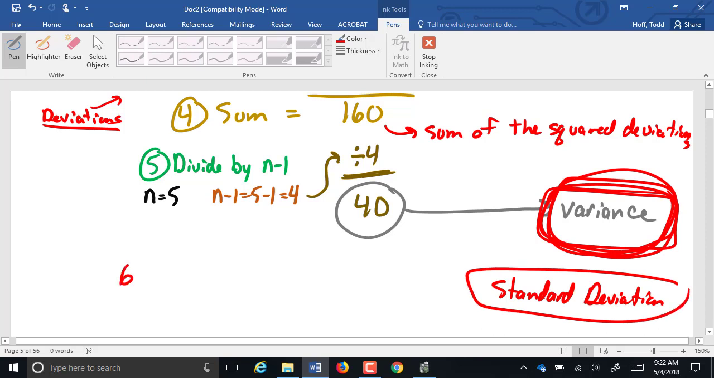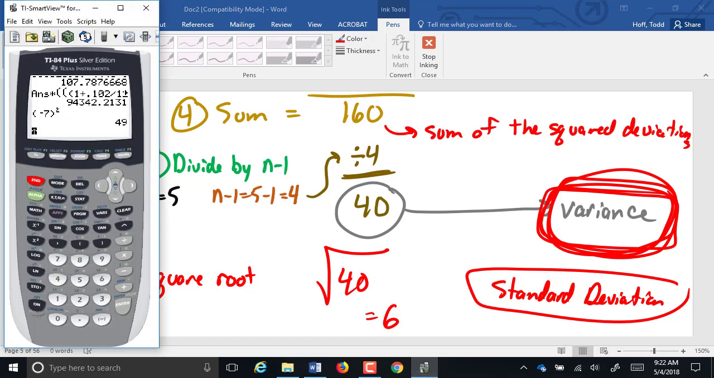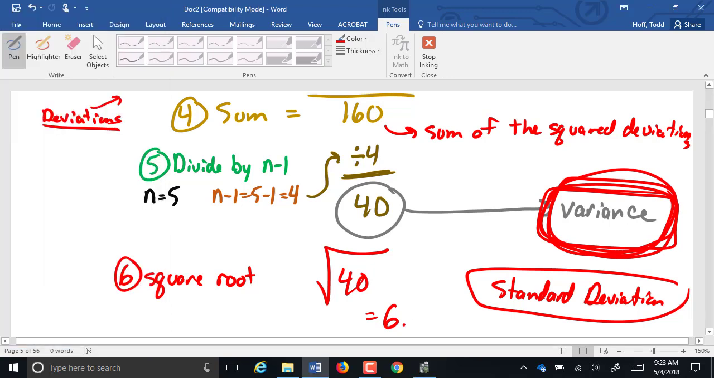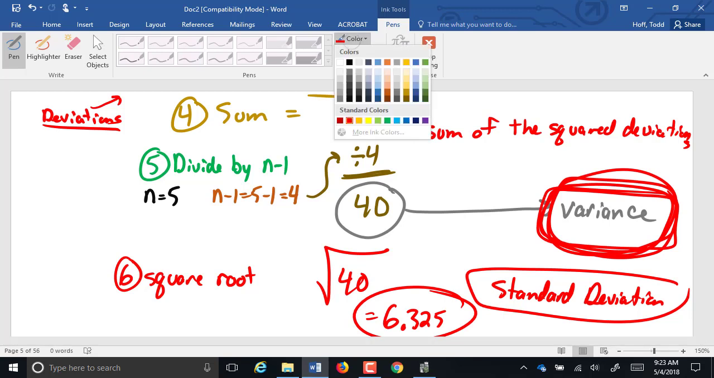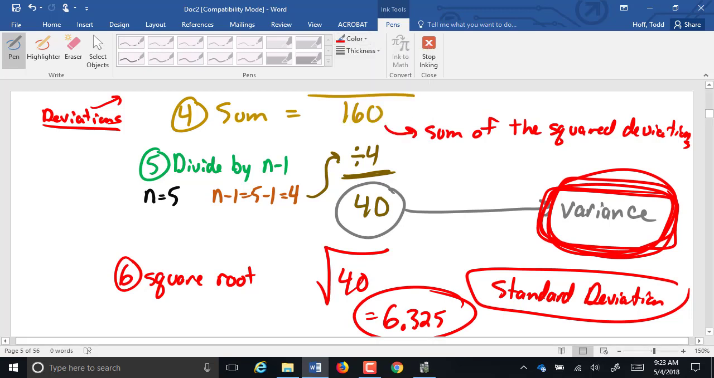And that step is step 6. It's the square root. So square root is that symbol. So the square root of 40 is 6.325. That would be the standard deviation.